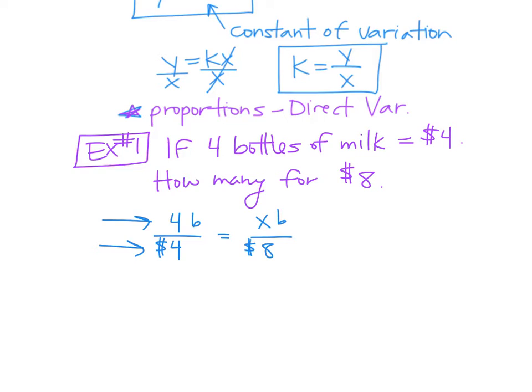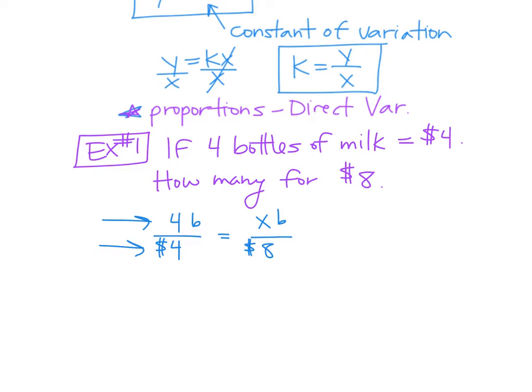Oh, I wrote that wrong. 4 bottles of milk were going to be $2, but I made it $4. But we're going to leave it. Otherwise, I'm going to mess up your notes.